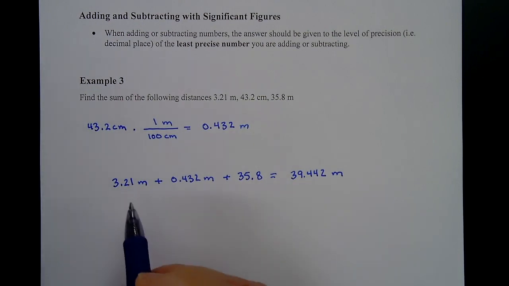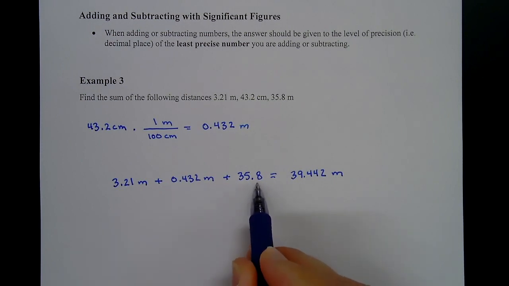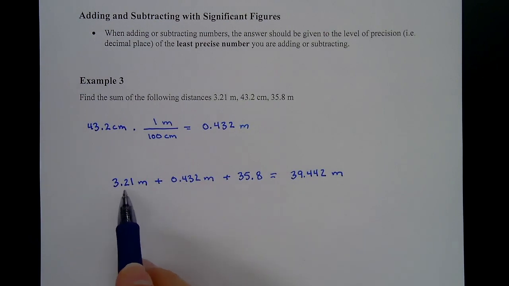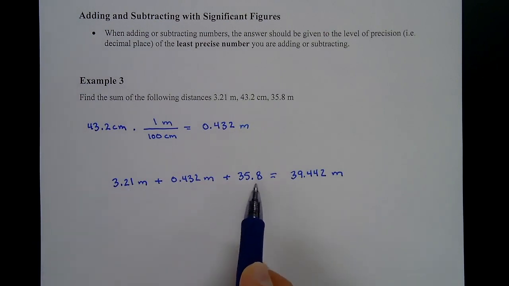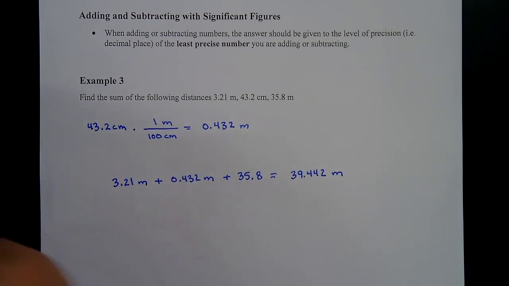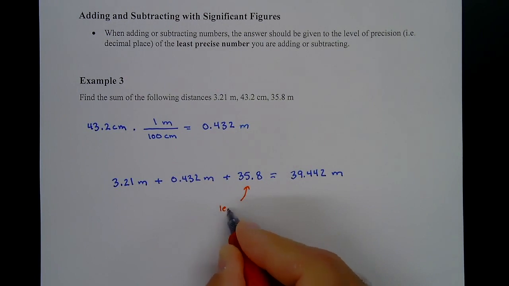So if you look at this, okay, how precise is this? Well, this is very precise. It's 2 decimal places, right? This is even more precise because it's 3 decimal places. And this one right here has only 1 decimal place, right? The tenths, all right? So this is the hundredths, this is the thousandths place, and this is the tenths place. This is our least precise because it only has 1 decimal place.